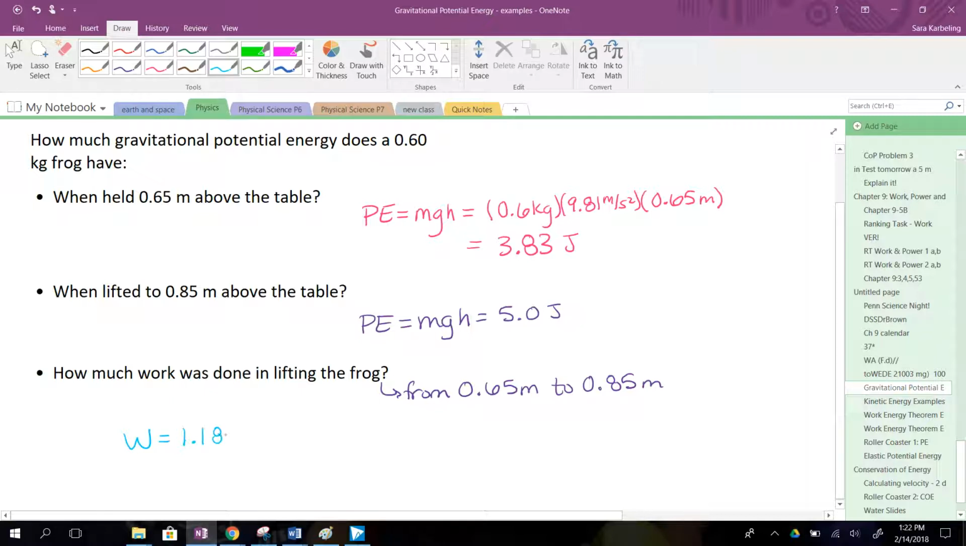It's from the bottom to the up. It's from 65 to 85, so that would be 0.2. And then you multiply by 0.6. Dylan, did you not multiply? Work equals the change in energy. You take the final minus initial. The work done is force times distance. So the force of the frog is... I give up on life.